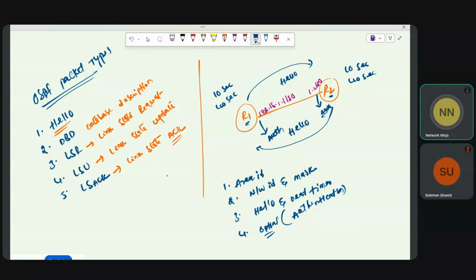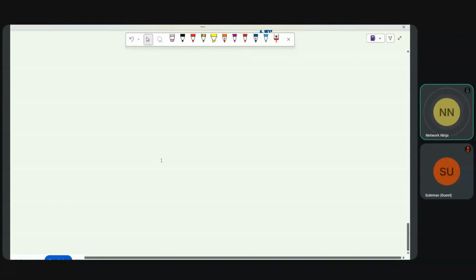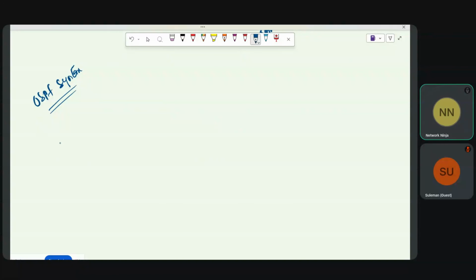And when we configure OSPF between the routers, we should know about the syntax as well. So what is the syntax to configure OSPF? The very first thing, on every router, we need to enable IP routing. Then we need to configure router ospf and the process ID. Here we need to mention the process ID.